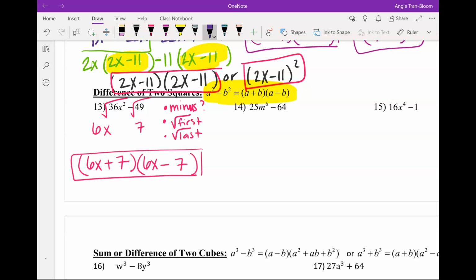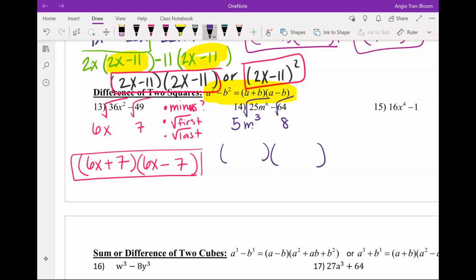Is there a minus sign? Yes, check. Can I take a square root of my first term, which is what? What's square root of 25? 5. What's square root of m to the 6? Oh, m to the 3rd. Very good. Can I take a square root of my last? What's square root of 64? 8. So you said yes to all 3. Would you be able to factor this?